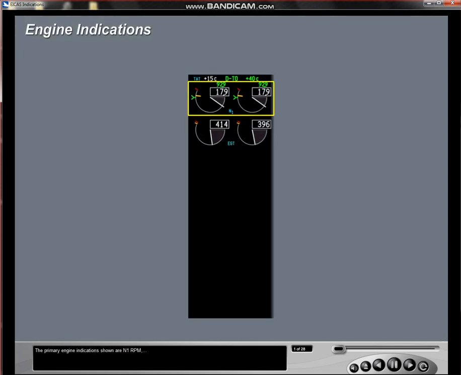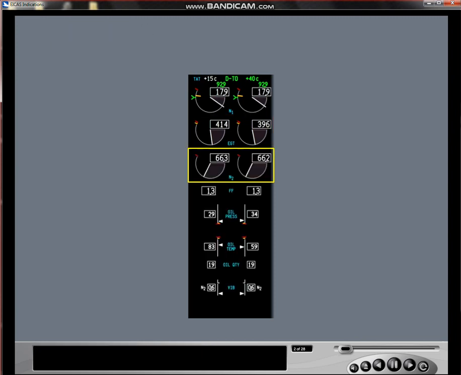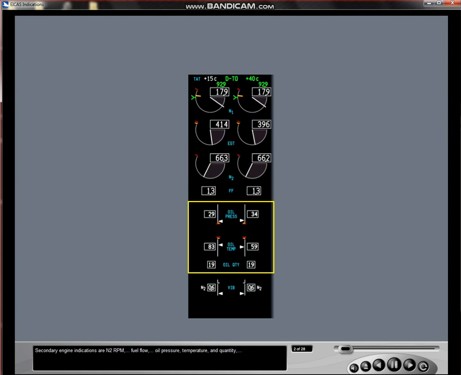The primary engine indications shown are N1 RPM and exhaust gas temperature, or EGT. Secondary engine indications are N2 RPM, fuel flow, oil pressure, temperature, and quantity, and engine vibration.